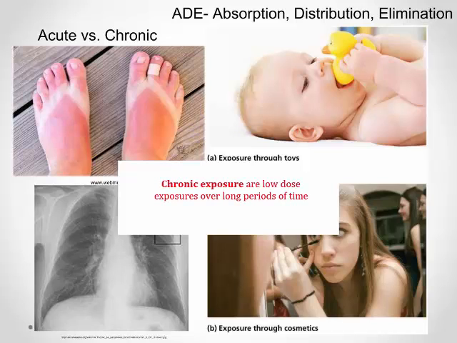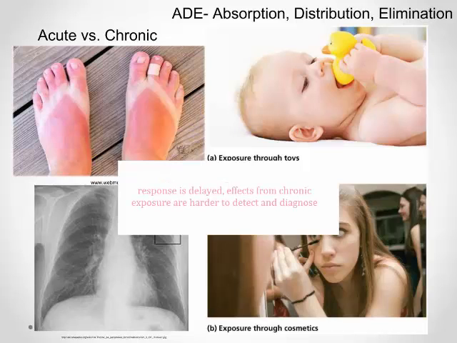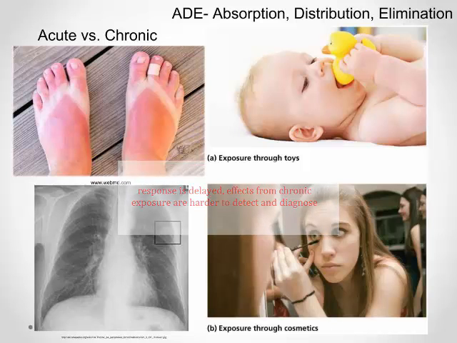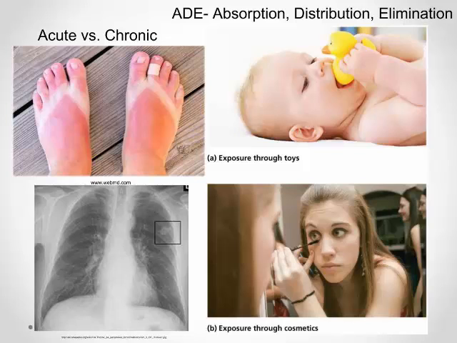Chronic exposures, on the other hand, are low-dose exposures over a long period of time. The response to chronic exposures is delayed, and the effects from chronic exposures are harder to detect and diagnose. Chronic exposures usually affect organs gradually, such as causing lung cancer or liver damage. With chronic exposure, the cause and effect may not be clearly apparent.